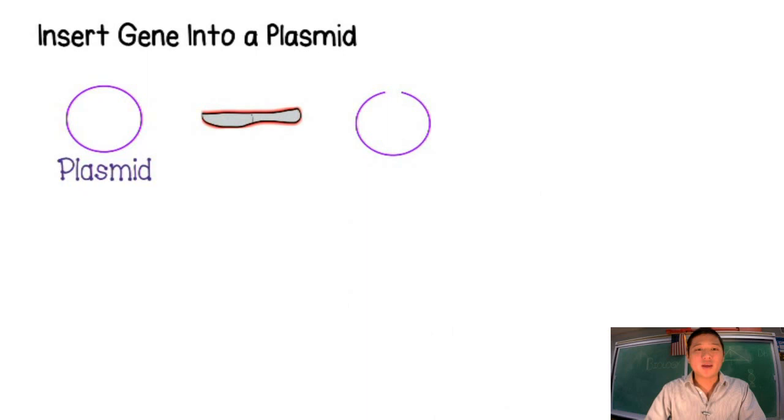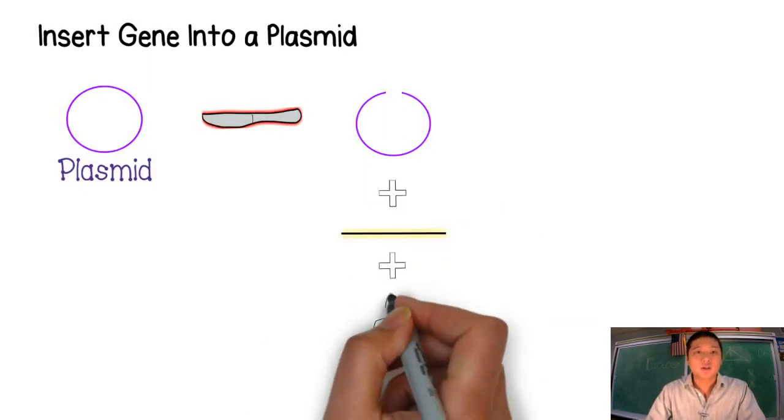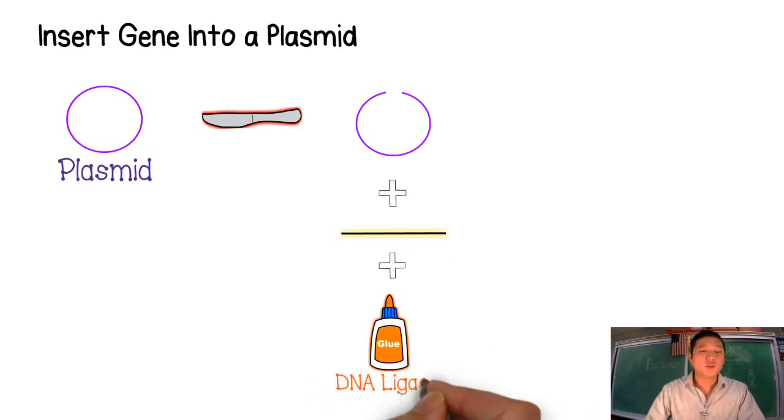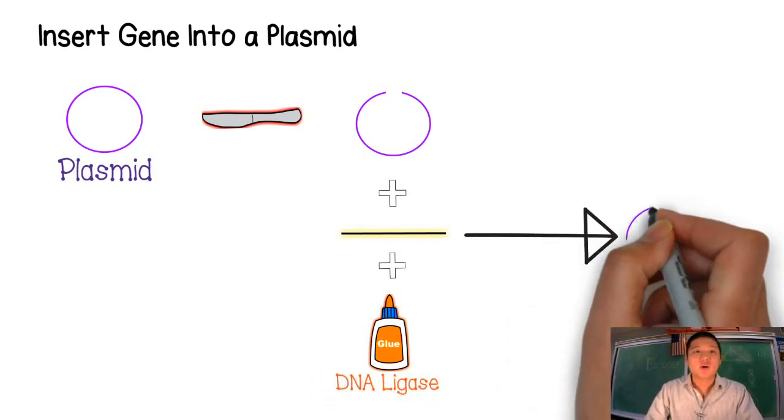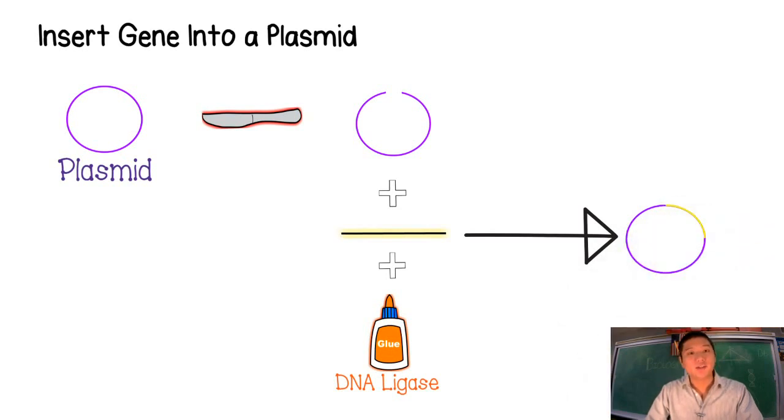And so what we can do now is that we have a cut plasmid, we have our target DNA, and we want to glue these back together. And the way we can do that is with an enzyme called DNA ligase. And what DNA ligase does is it helps put back together those covalent bonds in between those DNA molecules.